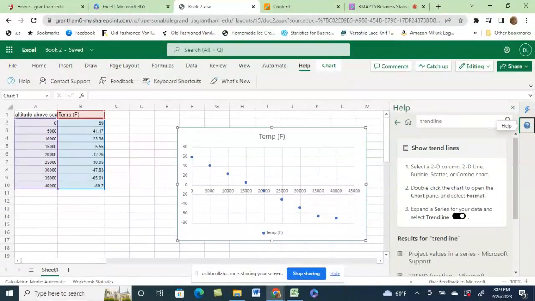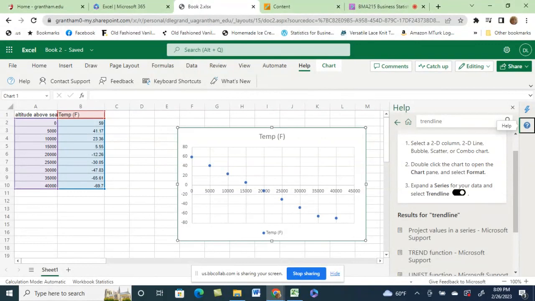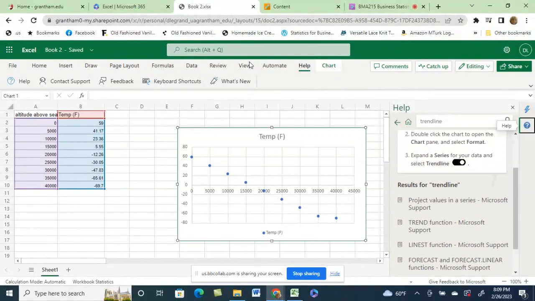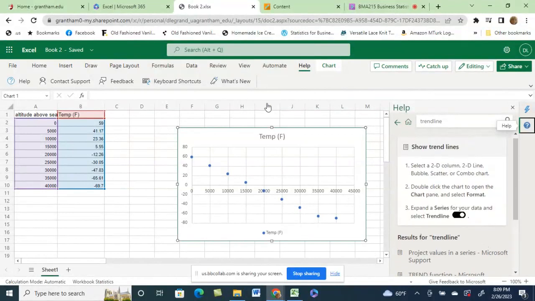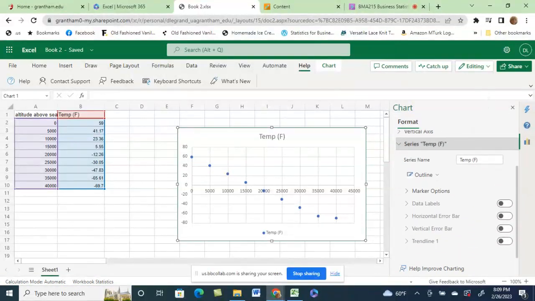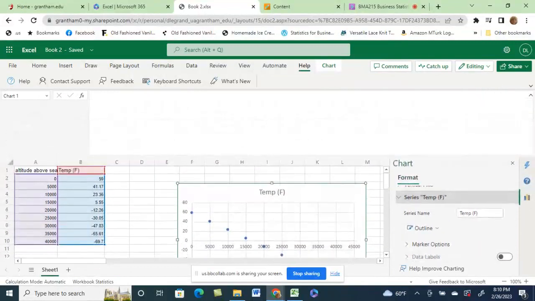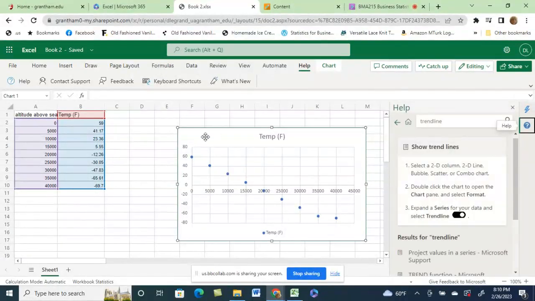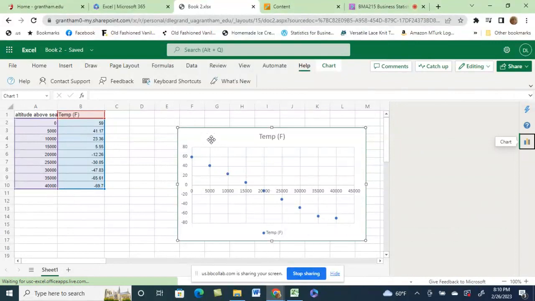Double click the chart to open the chart pane and select format. Expand a series for your data and select trend line. Double click to open the chart. Oh, okay. So you have to double click on the graph, go to format. Okay, watch. You're going to double click on the graph.